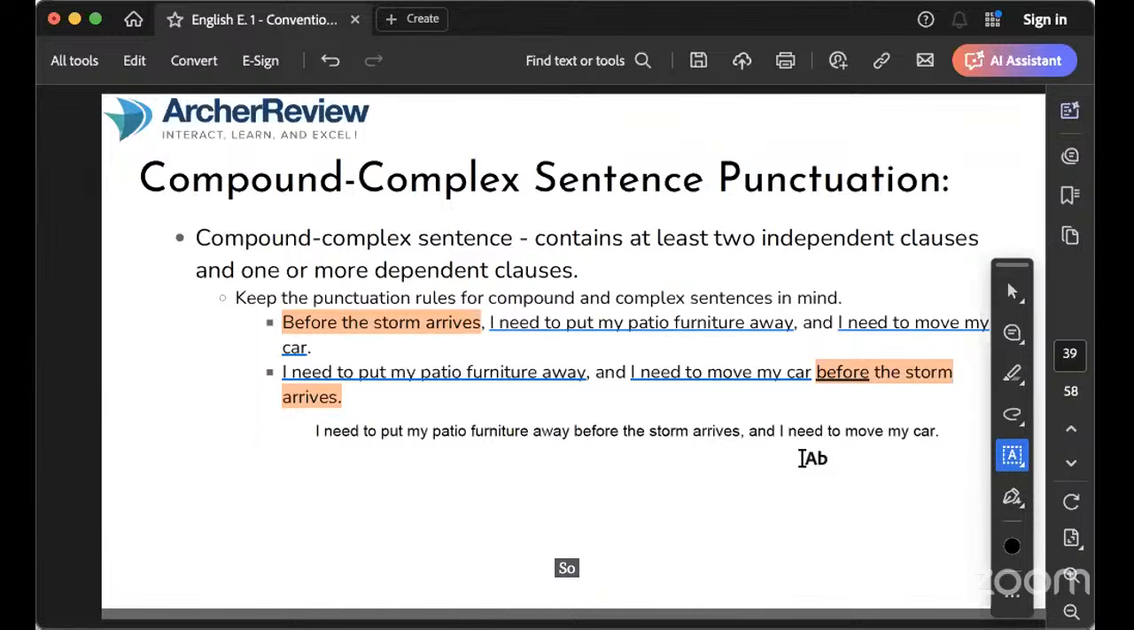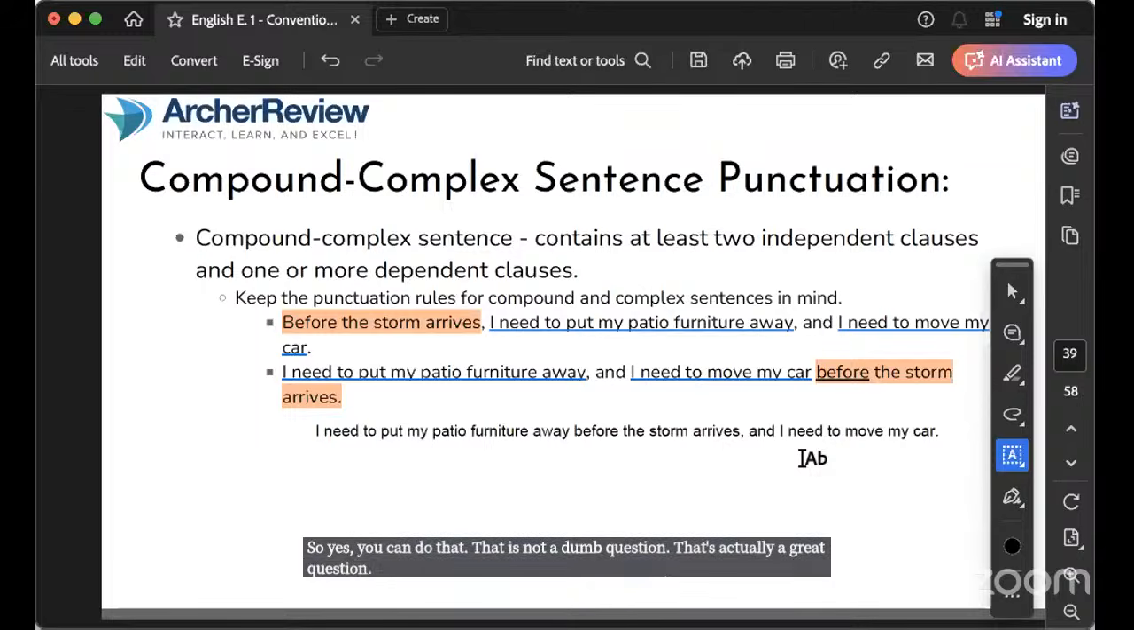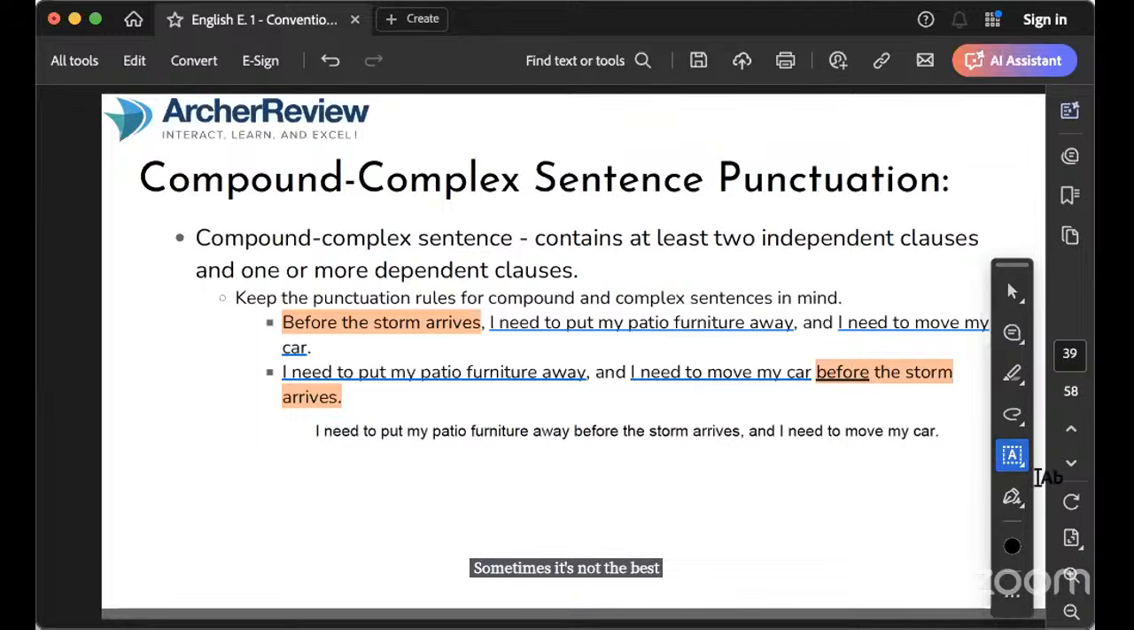So yes, you can do that. That is not a dumb question. That's actually a great question. You can do that. It just depends on the wording. Sometimes it's not the best way to do it.